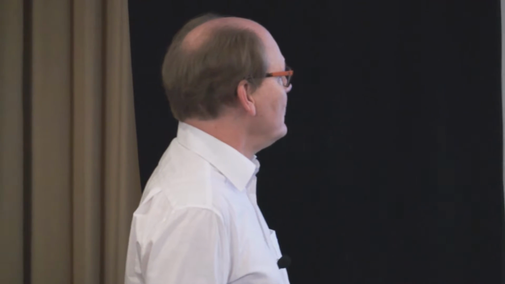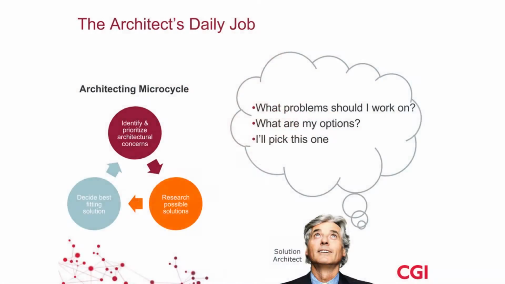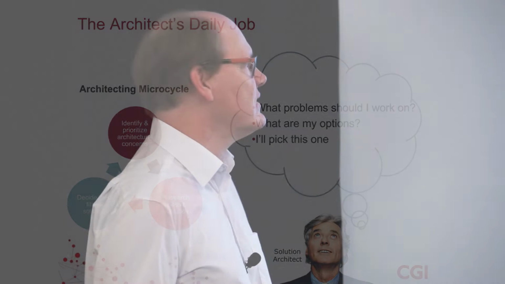It's actually using a backlog of architectural concerns. So basically, if you reduce the work of the architect to its bare bones, then this is what's left. The architect comes into his office in the morning, thinks, what problems should I work on today? For the most important problem, he thinks of, okay, what are my options? And then he'll pick one, or she. So that is the absolute minimum to which you can reduce the work of an architect.